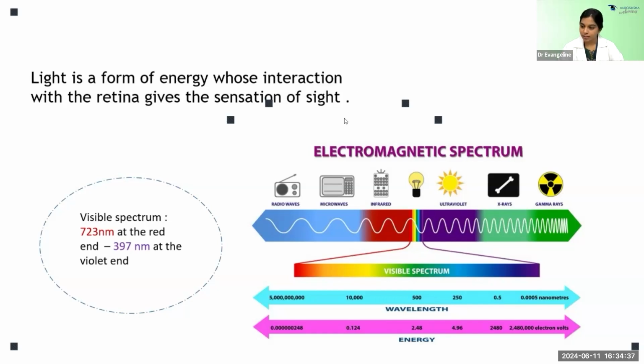As you can see, this is the electromagnetic spectrum, and the visible spectrum is between 723 nanometers at the red end and 397 nanometers at the violet end. So, we can see light only in this part of the spectrum.